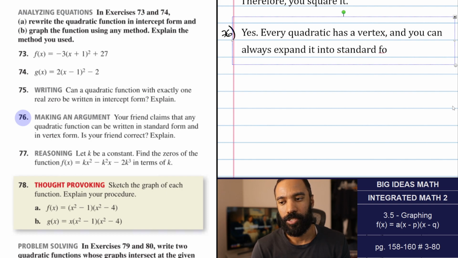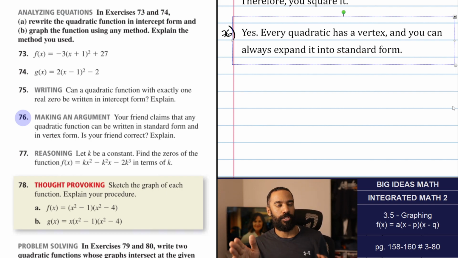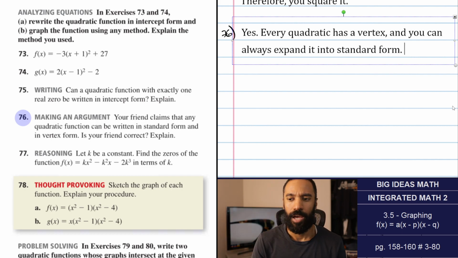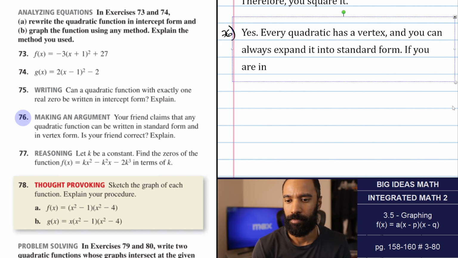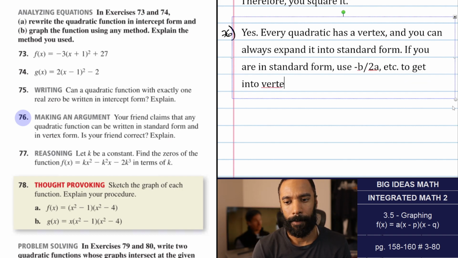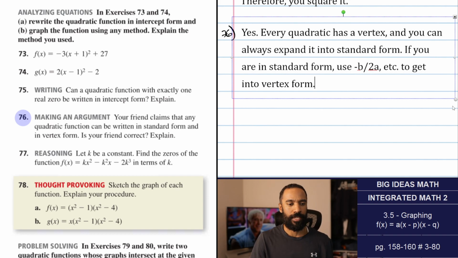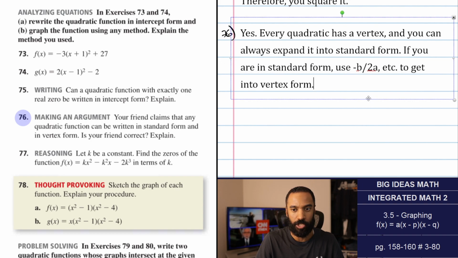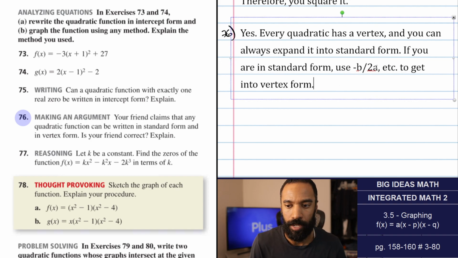I don't know if what they're saying is that if you have one, you can always convert to the other, or if they're asking more of, can you have both forms? Of course you can have both forms. If you are in standard form, use negative b over 2a, etc., to get into vertex form. The question is just, can you get the answers? But yeah, if you find the vertex and you can get the stretch factor and stuff, you're good. You can always do it.